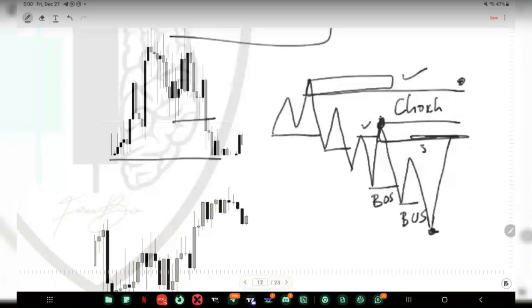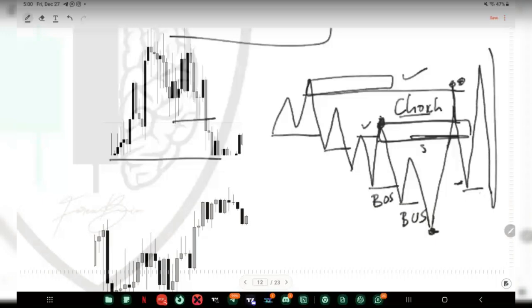So price can do this, meaning this is a change of intent or a change of character. And then probably tap into this initial one, drop like this, break once again, and then come back for this one. But you'd have taken your profits here and then go.